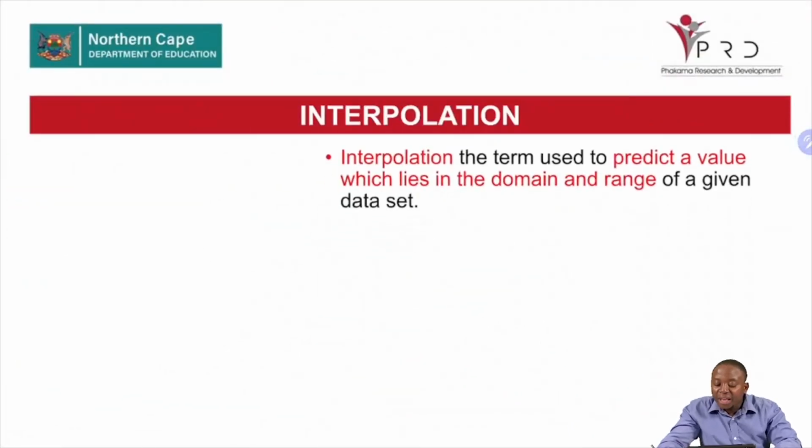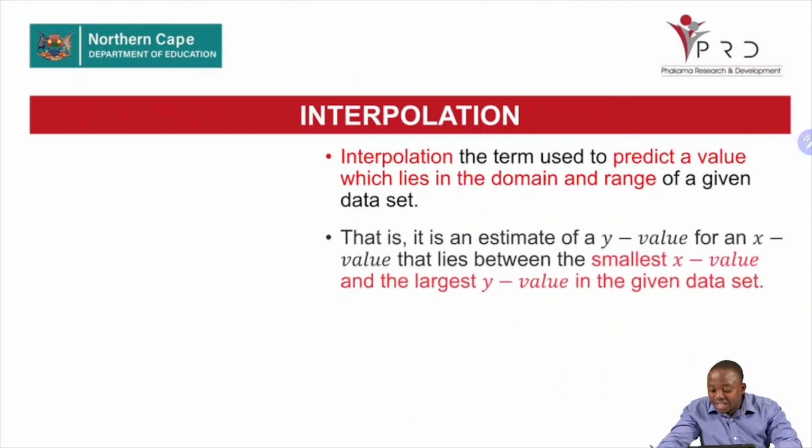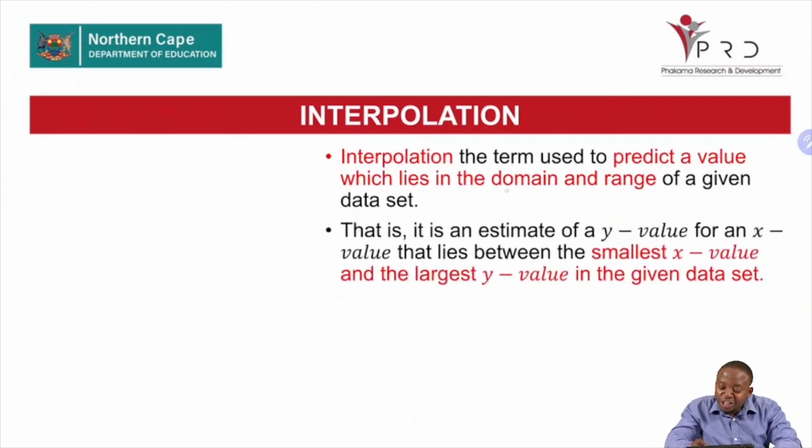Interpolation is a term that is used to predict the value which lies within the domain and range of a given data set. That is to say, this is the one that lies between domain and range. Remember, domain is a set of X values, range is a set of Y values. That is to say, when we interpolate, we are predicting within the minimum and maximum. So the value must be between our X and Y in that case.